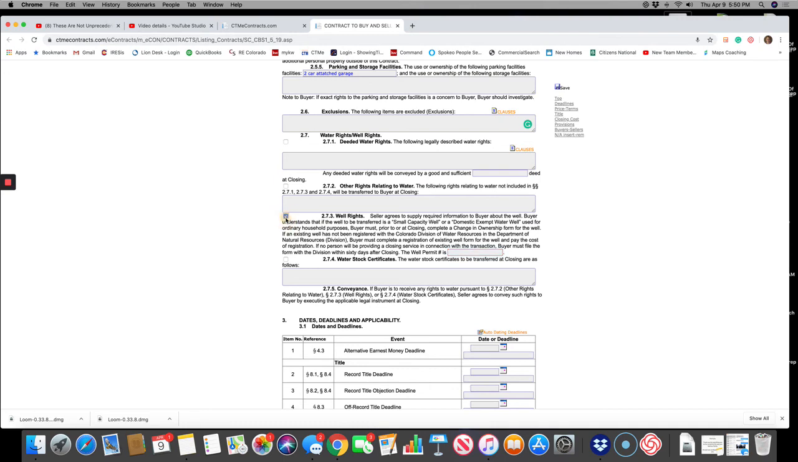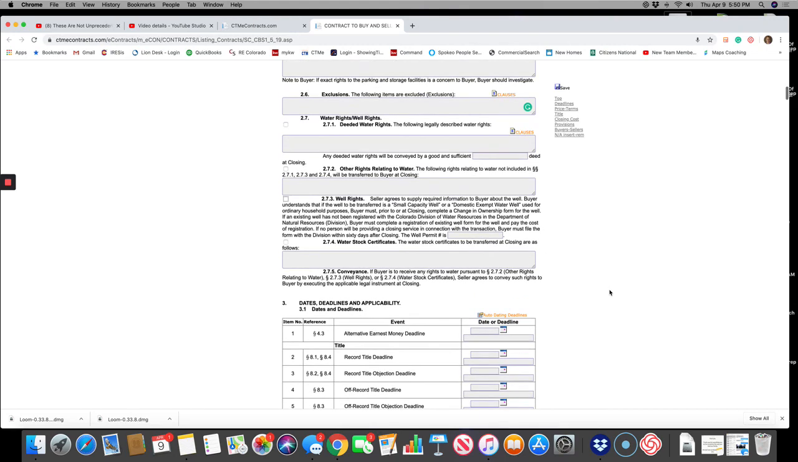Now, in this section, you're going to see some other things. For the video's purposes, I'm going to defer to asking your coach, asking your mentor, asking your managing broker or leadership how to fill out this contract if you have any sort of water rights or deeded water stock certificates, anything of the nature of water to be conveyed with the sale of this property. If it's not on a well or it's not a city lot and block, city water and sewer, please seek guidance on how to properly fill this out. All right.